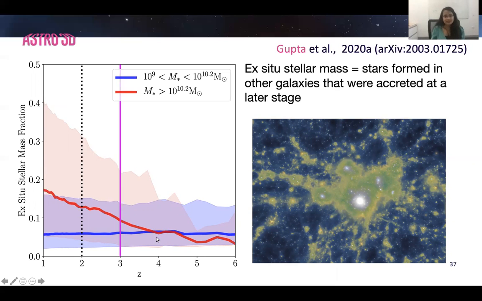But for massive galaxies, we see that this ex situ stellar mass fraction increases beyond redshift of 4. That is, we see a systematic increase in this ex situ stellar mass fraction going from redshift 4 to 2. And we think that this transition in how galaxies build up their stellar mass, from in situ processes to ex situ processes such as mergers, could be responsible for raising the integrated velocity dispersion that we had observed.